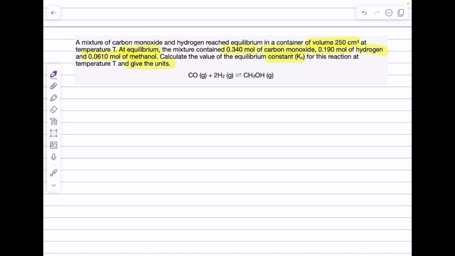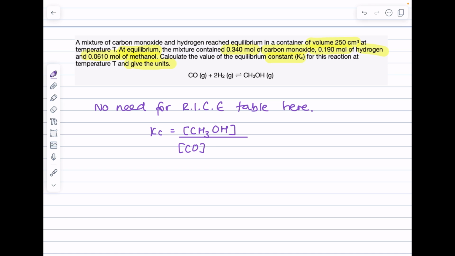Right, they have told us the equilibrium moles, so we don't need to use the rice table here because they've done that for us. We're going to start by writing our expression for Kc. So remember, that is the concentration of our product, which is methanol, divided by the concentration of the reactants, making sure you raise any of them to the power. So that 2 came from here. After all, we need the concentration, so we're going to use this formula triangle in order to find the concentration.